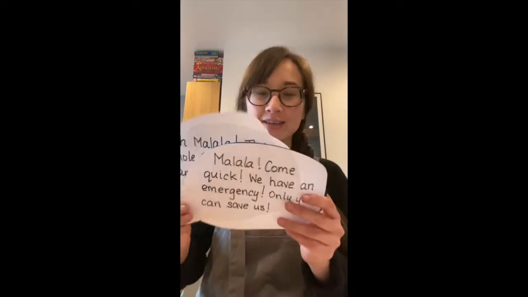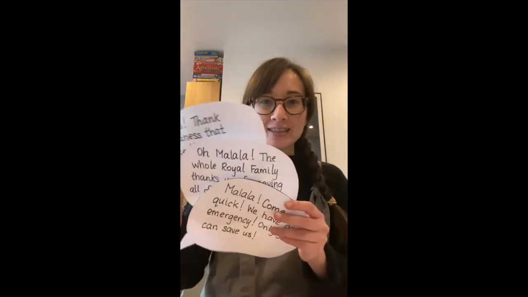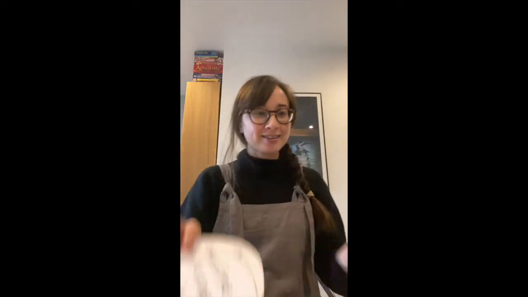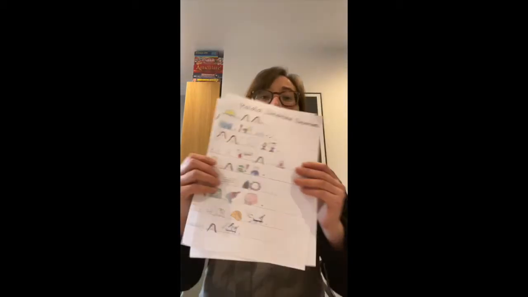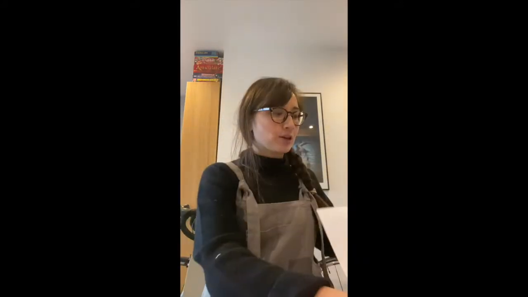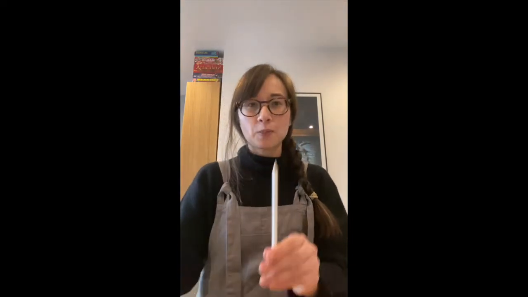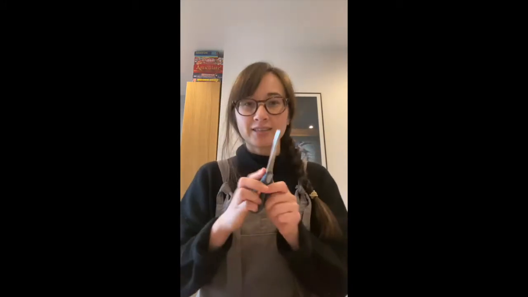Hello year one. For today's English lesson, you are going to be making speech bubbles where you'll be writing the things like the different characters in your story will be saying. So for this lesson, you will need your story map, some paper, 3 sheets of paper, a pencil, a rubber, a ruler to draw lines on in your speech bubbles, and scissors to cut out your speech bubbles.